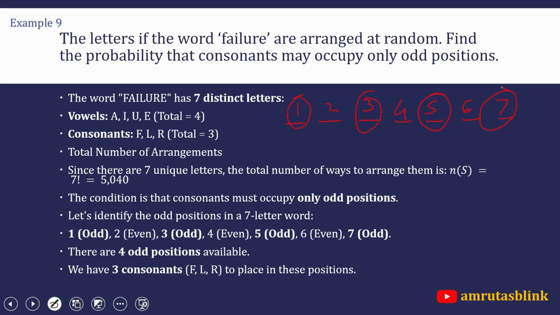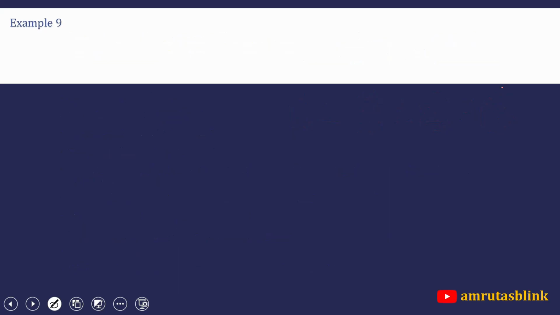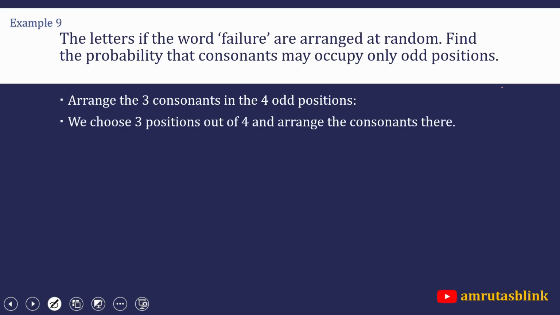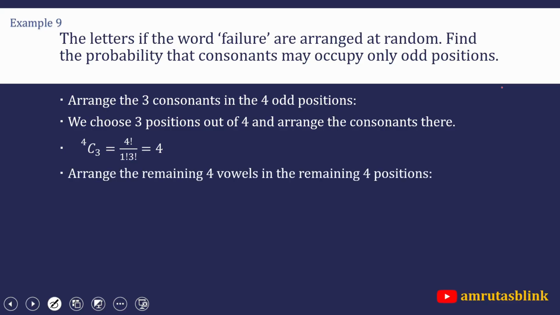So 3 consonants are to occupy these 4 positions. In how many ways can 3 consonants occupy these 4 positions? It is 4C3, that is 4 factorial upon 1 factorial into 3 factorial, which is equal to 4.